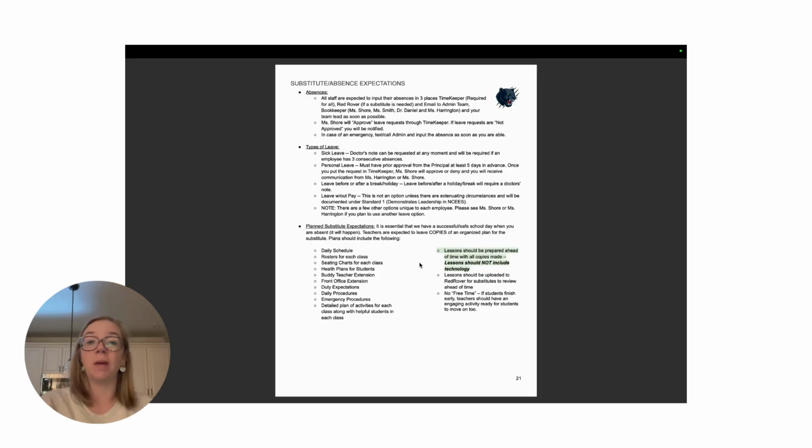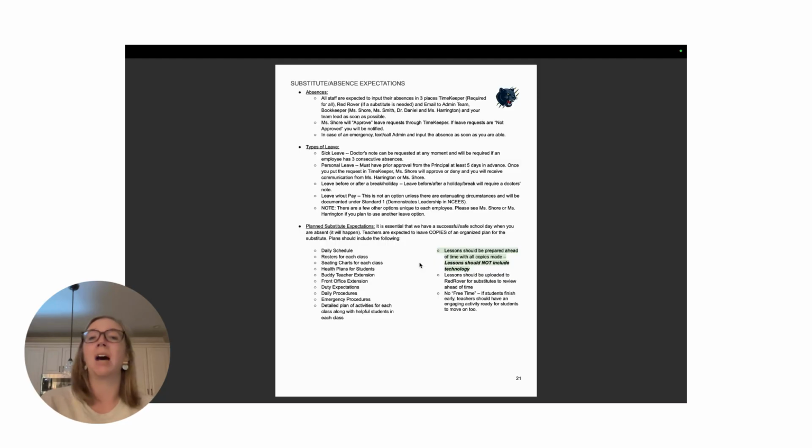And then leave without pay. It's not really an option. I know that that is something we talk about, and people think, oh, I can just take a day without pay. It's not a big deal. It is very much a big deal, because that is neglecting your job responsibilities without appropriate leave, and can be documented through NESIS under your leadership standard 1, or it can also be documented through HR and county office, and that is not something we want to happen.